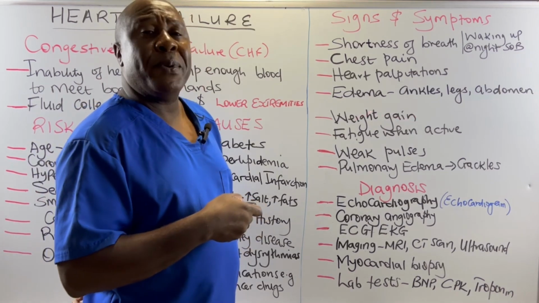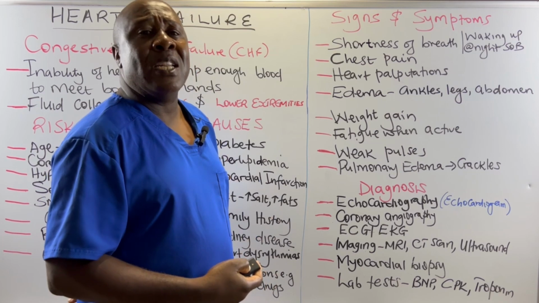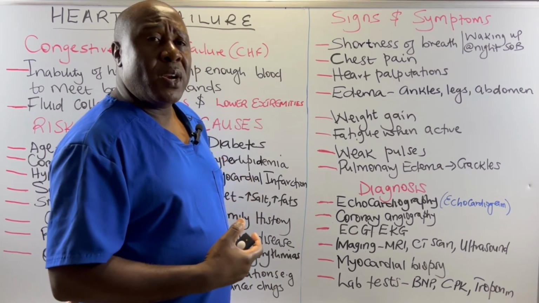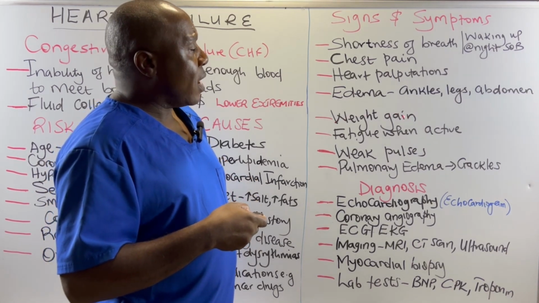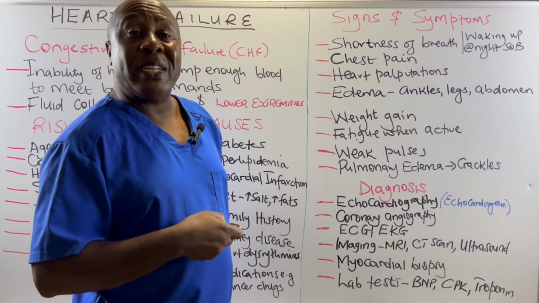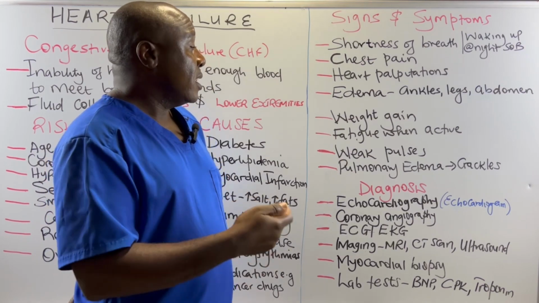Then we have got rapid weight gain. People with heart failure experience a rapid gain in weight. Why? Because of that pooling of fluid. The extra fluid in our bodies causes them to have a rapid weight gain. Then we have fatigue. These people are fatigued, especially when they are active, because they're not getting enough oxygen supply.